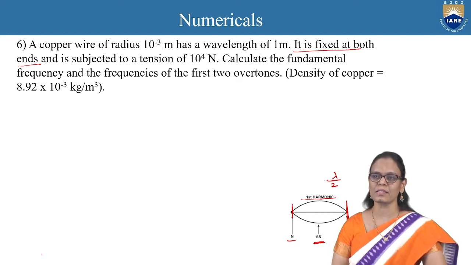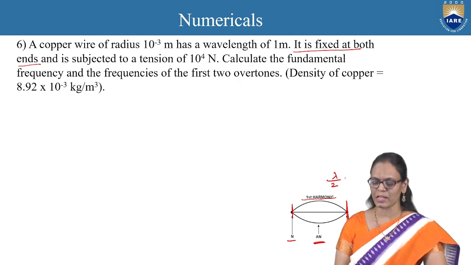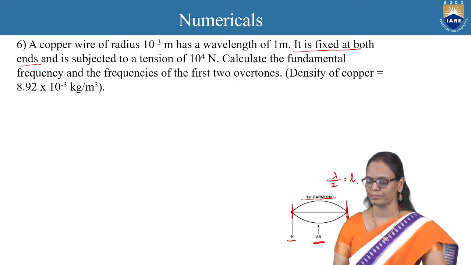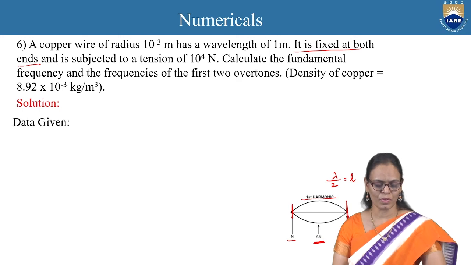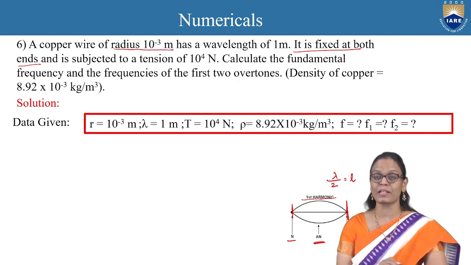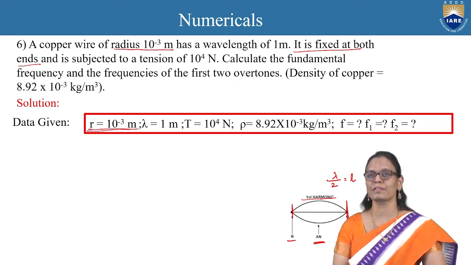Between two nodes it is lambda by 2, and that is nothing but the length of the wire. Lambda by 2 is equal to N. Now write the data given. The radius is given as 10 power minus 3 meter, so R is equal to 10 power minus 3 meter.